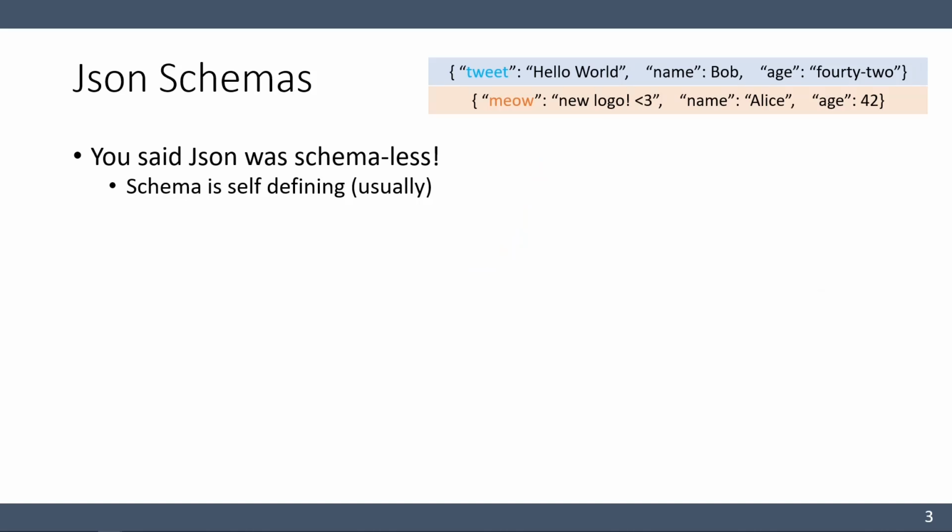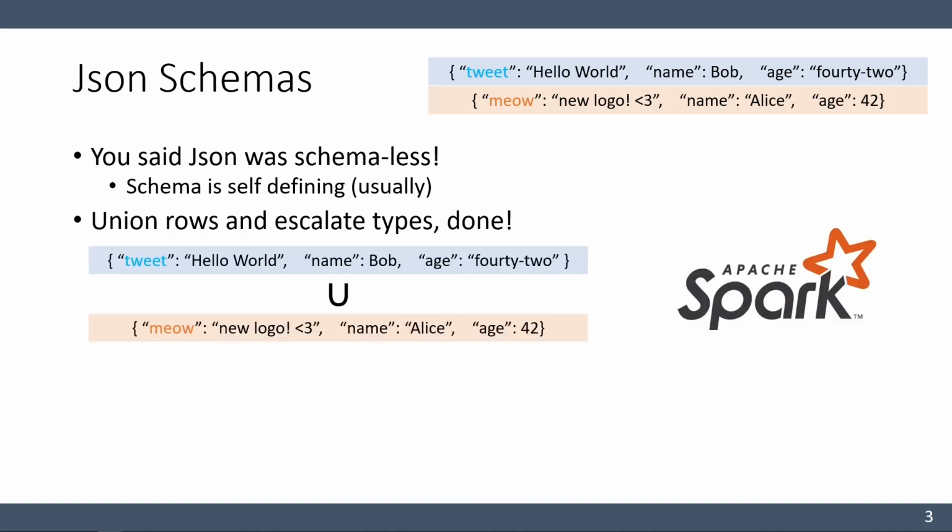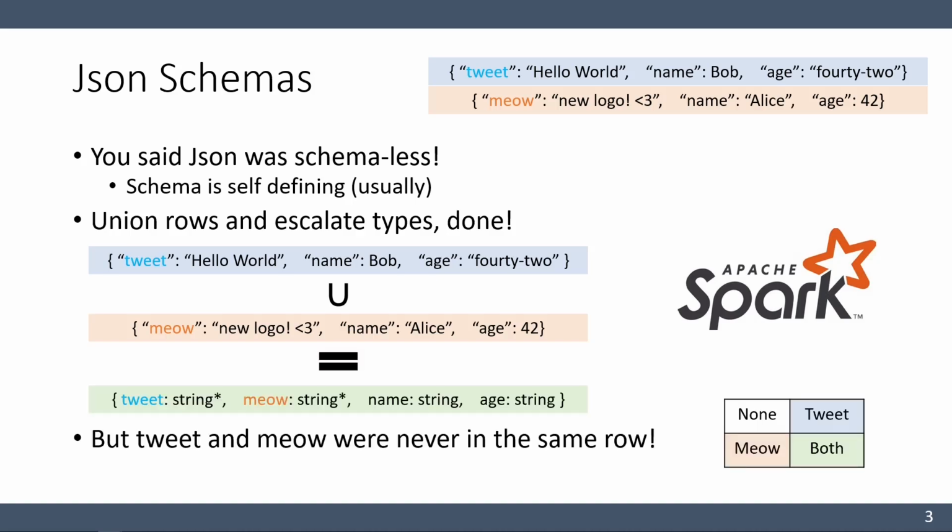Schemas help us reason about our data. They tell us what types and columns it contains, and encapsulate a logical grouping of related fields. To generate a JSON schema, most tools like Apache Spark simply take the union of all row-wise schemas and escalate their types. However, the schema it produces is unable to discern if a row, in this case, should contain a Meow, a Tweet, both, neither, or some combination in between.